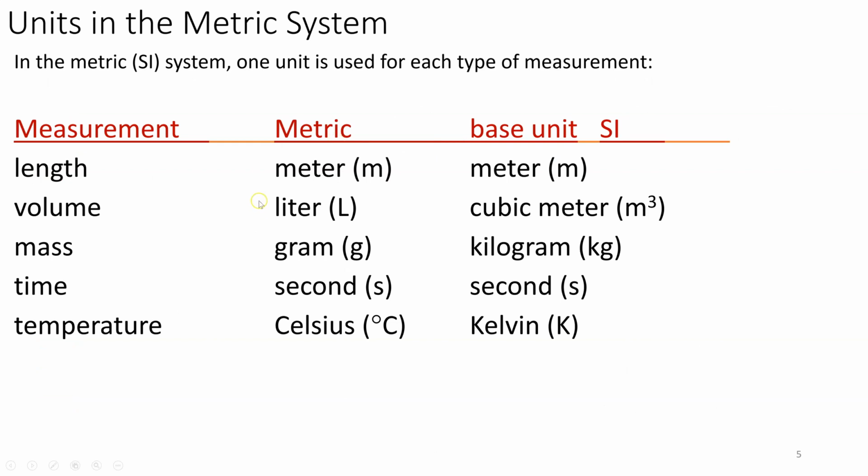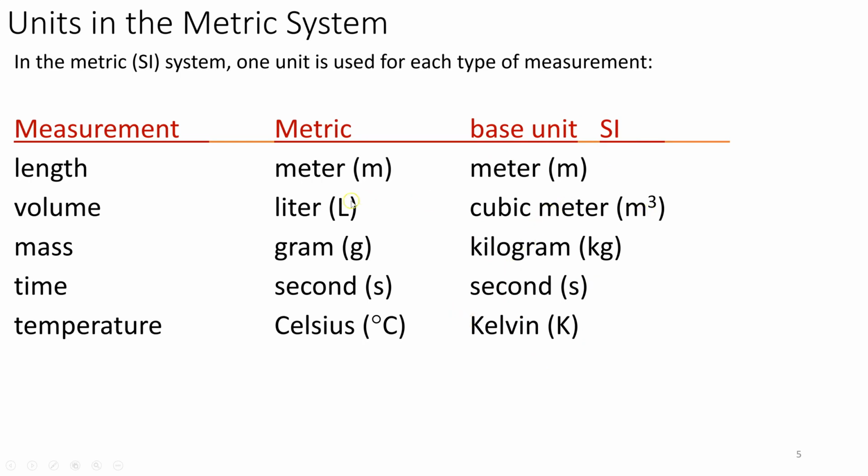All right, some base units that you'll be using for the metric system. For length, we're going to use the meter. For volume, we're going to use the liter. The base unit for mass is the kilogram, not the gram. See, all these are meter, liter, gram, but the base unit for mass is a kilogram, not a gram, which is interesting. Time is seconds and temperature is Kelvin. So these are units we're going to be using.